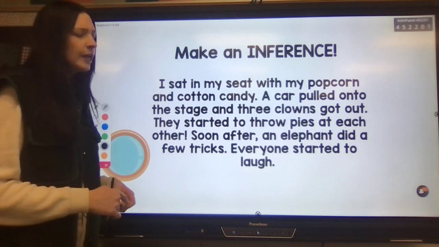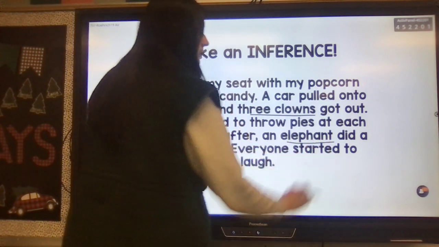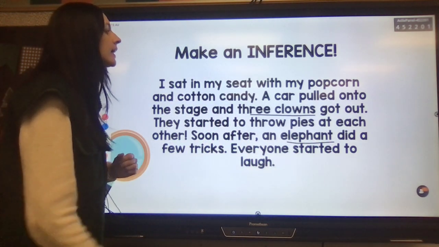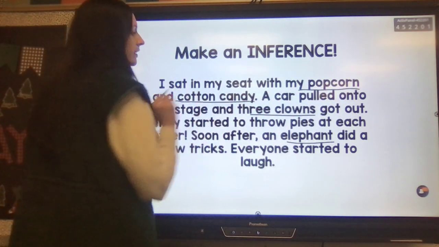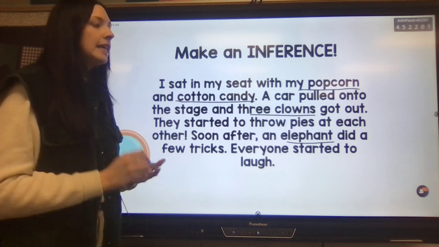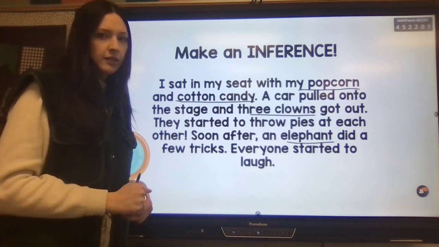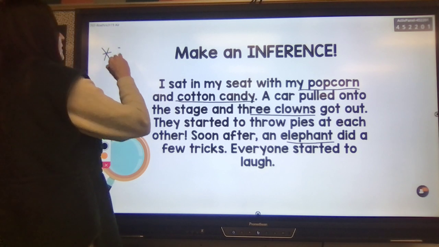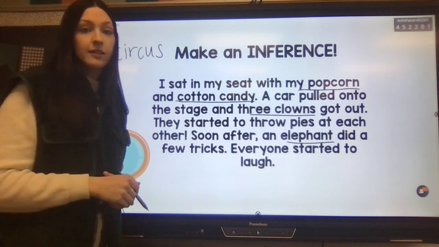I think it's kind of weird that we have 3 clowns and an elephant all in the same place. Okay, that's making me think. Then we also have somebody who's eating popcorn and cotton candy. So based off of our background knowledge, where would somebody be eating popcorn and cotton candy with clowns and an elephant? I think there's pretty much only one place that can happen, right? At the circus. So I'm going to make an inference that this person is at the circus.